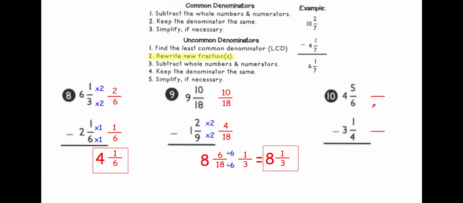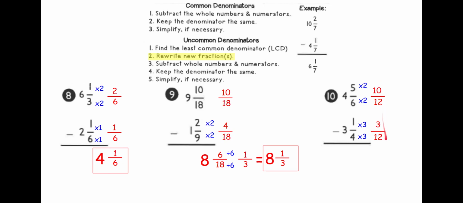Our LCM, LCD is going to be 12 because, well, you can figure it out using the ladder method. Now, how do I get 6 to be 12? I multiply by 2, which means I multiply the top by 2, and 5 times 2 equals 10. On the bottom, what do I do? What do I multiply 4 by to get 12? I multiply 3. So 4 times 3 equals 12. And now 1 times 3 equals 3.